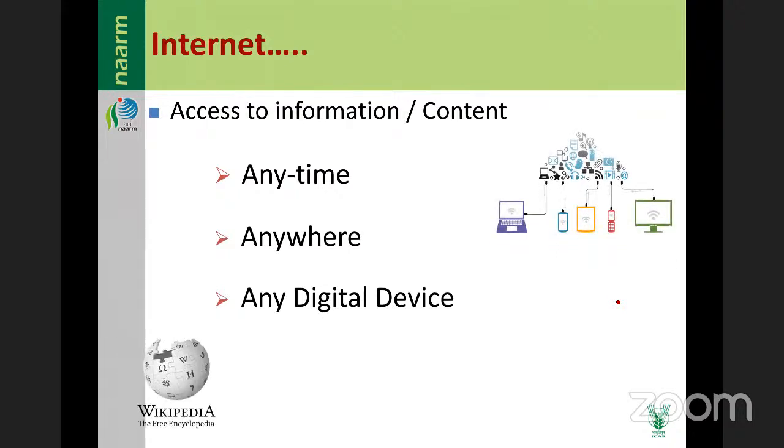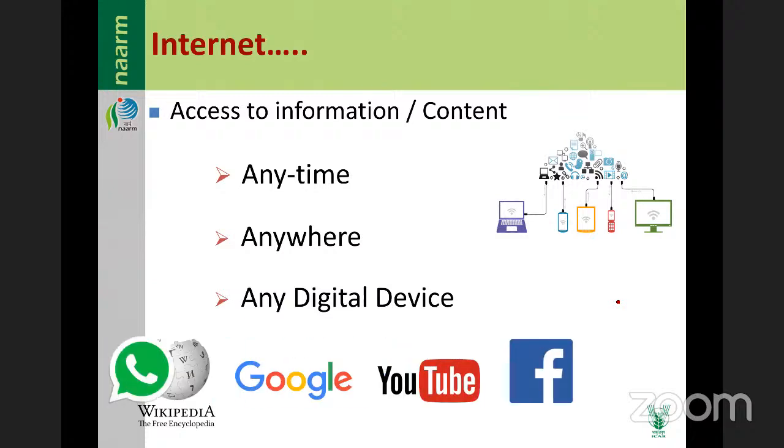Here you see Wikipedia, Google, YouTube, Facebook, social media, WhatsApp. How efficiently are we using them? Suppose we are using WhatsApp. Farmers nowadays use WhatsApp to send information to the experts, and the experts reply to them. But many people are misusing WhatsApp and social media. We have to use it the perfect way. These are the internet.